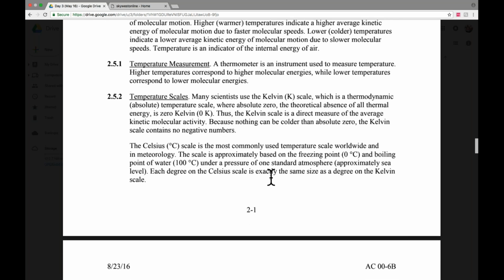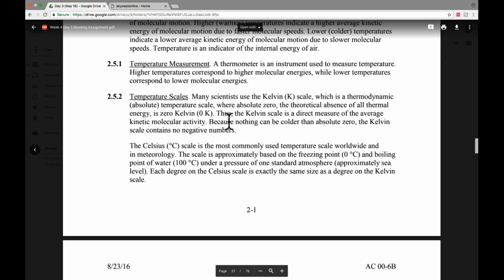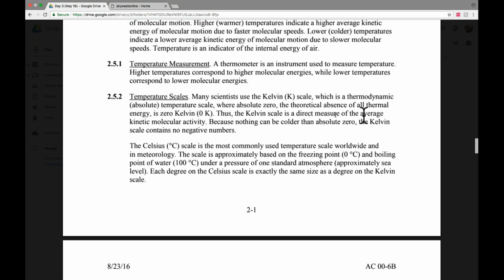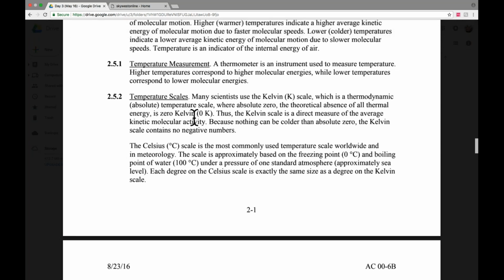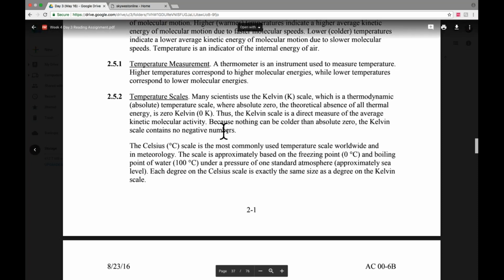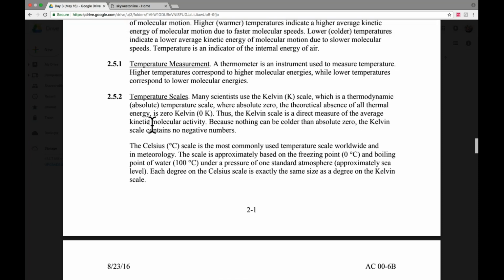We have a couple different types of temperature scales. Kelvin is used to measure the thermodynamic or absolute temperature scale, where absolute zero, the theoretical absence of all thermal energy, is 0 Kelvin. Thus, the Kelvin scale is a direct measure of the average kinetic molecular activity. Because nothing can be colder than absolute zero, the Kelvin scale contains no negative numbers.